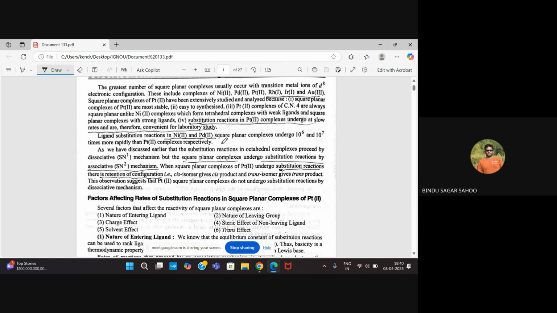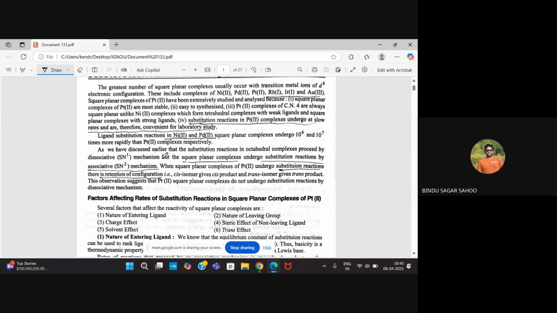Next, we will discuss the mechanism of square planar complexes. Square planar complexes follow mostly the associative mechanism. Octahedral complexes follow mostly the dissociative mechanism or SN1 mechanism, and here it follows mostly the SN2 mechanism. Along with that, we'll discuss in detail how it performs the SN2 mechanism. But initially, we just need to remember that square planar complexes prefer SN2 and octahedral complexes prefer SN1 or the dissociative mechanism.